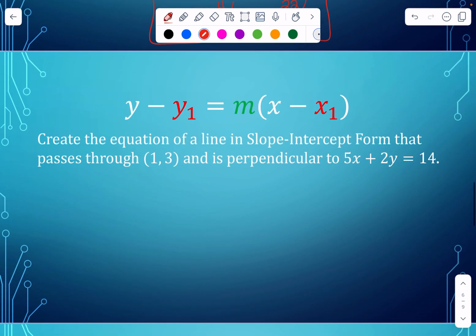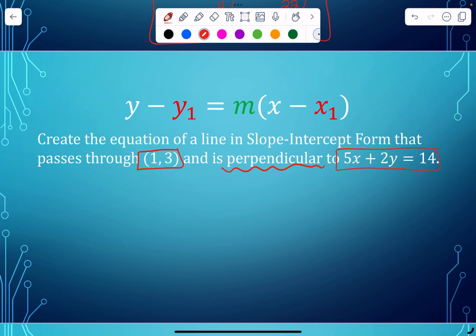All right, let's try one more here. So again, I have my point 1, 3. I'm going to go perpendicular through this original equation. So to start with, I need to find that original slope. So I'm going to go 5x plus 2y equals 14. I'm going to subtract the 5x, and then I am going to divide everything by 2. So it would be negative 5/2 x plus 7. The slope of my original line is negative 5/2.